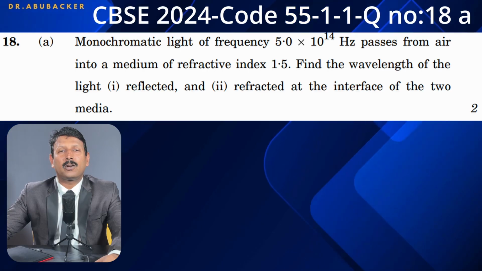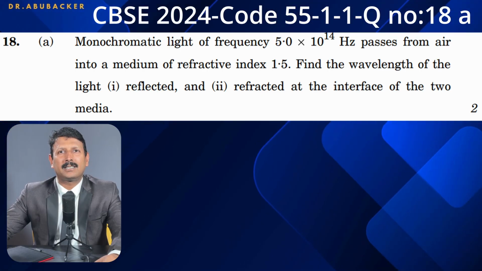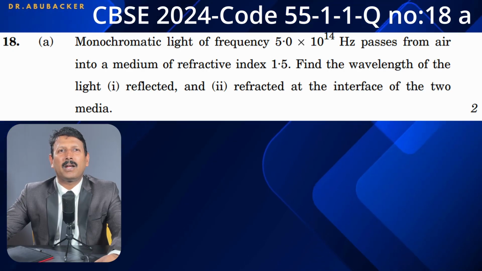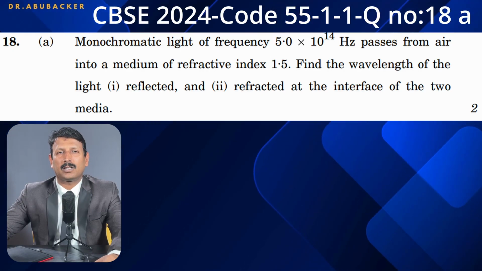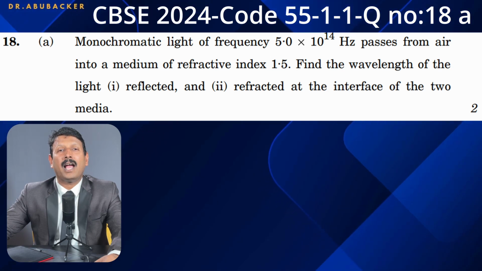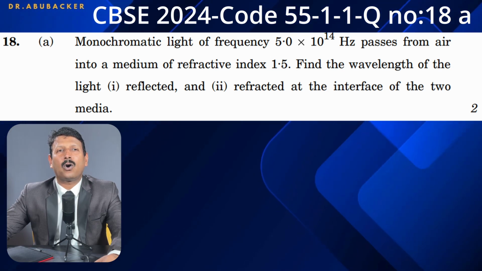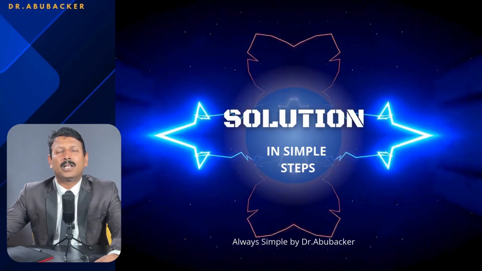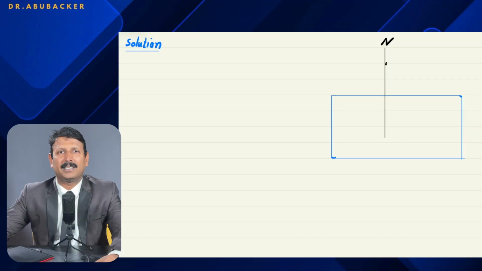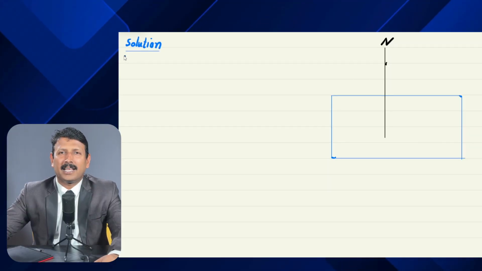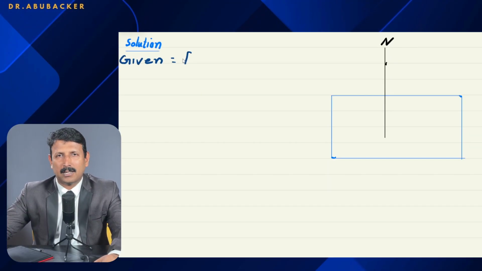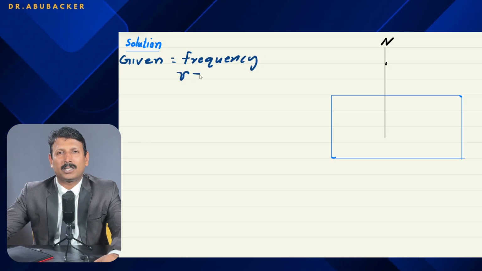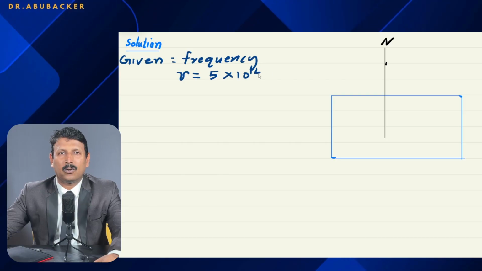A monochromatic light of frequency 5 into 10 raised to 14 Hertz passes from air into a medium of refractive index 1.5. Find the wavelength of the reflected light and the refracted light at the interface of the two media. It is like a glass slab experiment. Usually when we do the glass slab experiment, we draw only the refracted light. But actually, you know that partial reflection and refraction are going on.